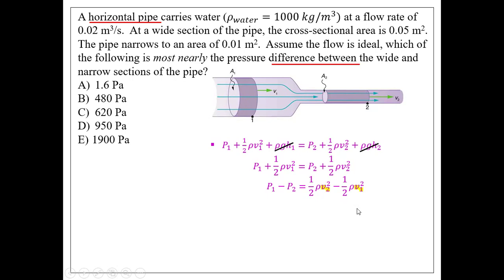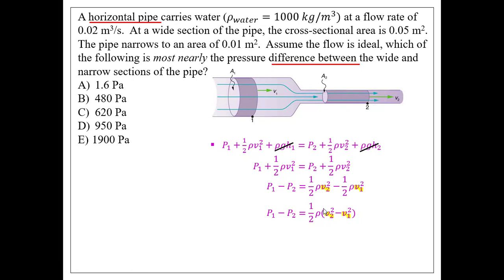Alright, other than that, I highlight V2 and V1 because I don't know what those things are. I know what the density is. The density is given as 1,000 kilograms per meter cubed because it's water. So here, I just factor out 1/2 rho because they share a common term. You don't have to. I like to. From the third line to the fourth line, you don't have to factor it out. I just like to because both these terms have a 1/2 rho.